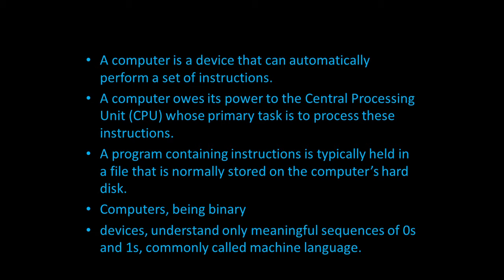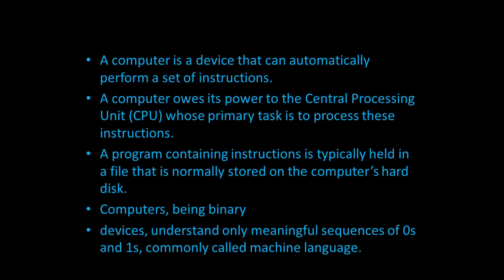A computer owes its power to the central processing unit, CPU, whose primary task is to process these instructions. An instruction can do only simple work, like moving a constant to a register, a chunk of memory in the CPU, or adding one to it. Instructions need data to operate on, and this data can be made available from multiple sources. Keyboard input, for instance. Data may also occur in the program itself. The output could be written to any device, a disk, monitor or printer, to name a few.